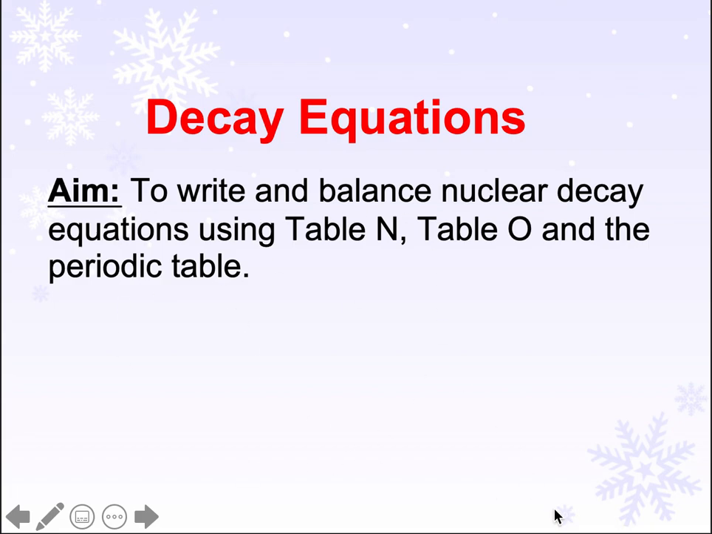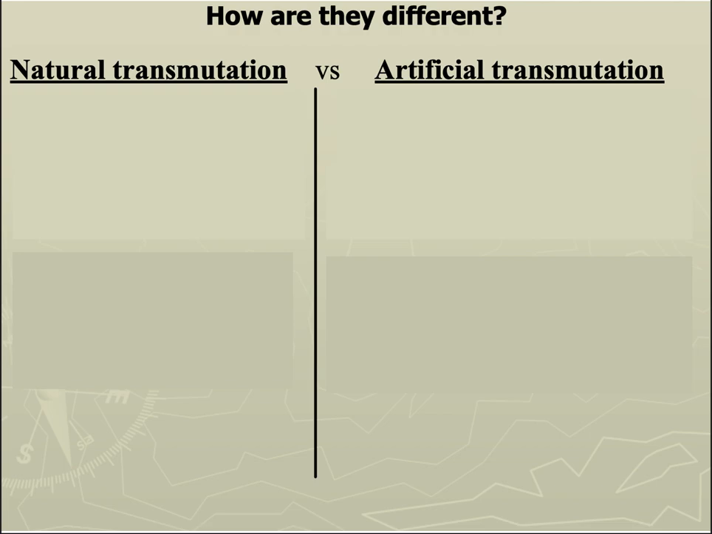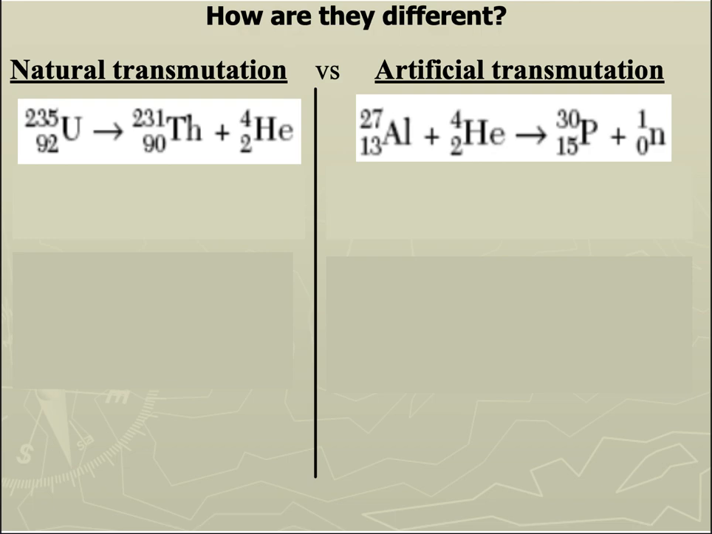Before we get to this, I want to review something with you that you may have noticed during the POGL activity that you just finished up. And that is that there are two different types of nuclear equations. One we call a natural transmutation, and one we call an artificial one. So I'll put them both up here, and you'll see the main difference.